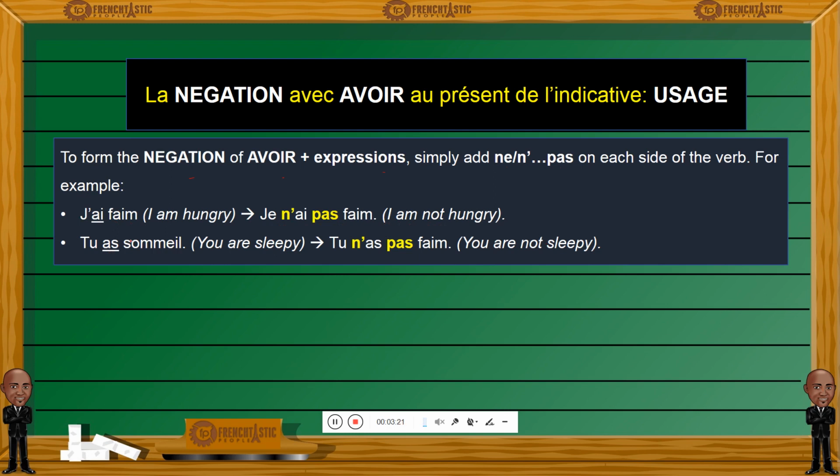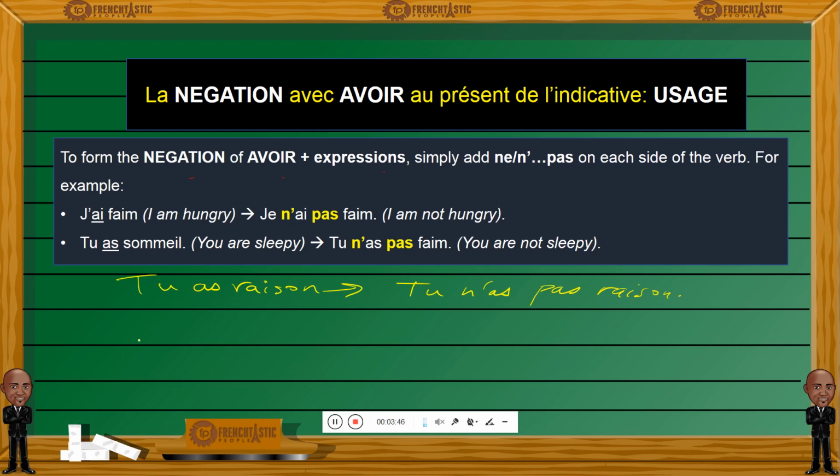How about tu as raison? Here, when I say tu as raison, what will be the negation of that one? If you say tu n'as pas raison, that's correct. Tu n'as pas raison. You are not right.